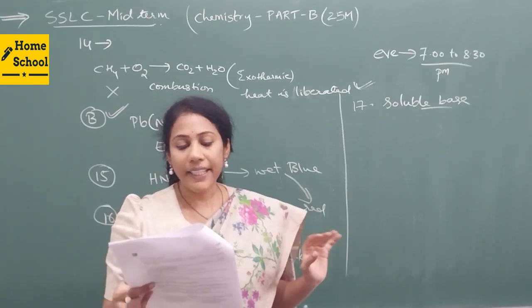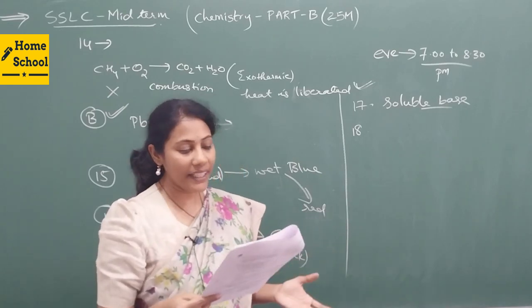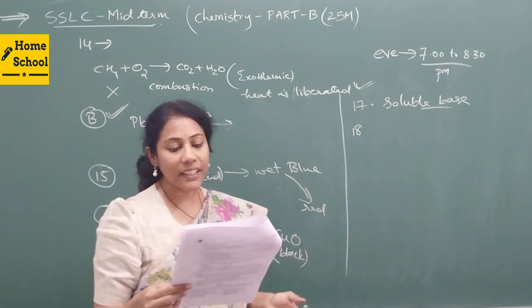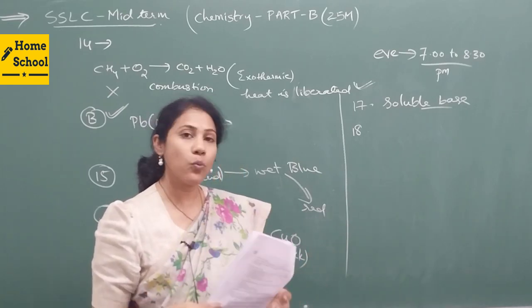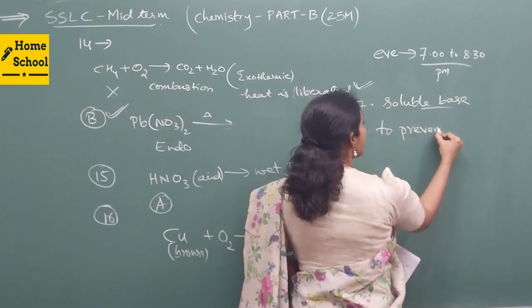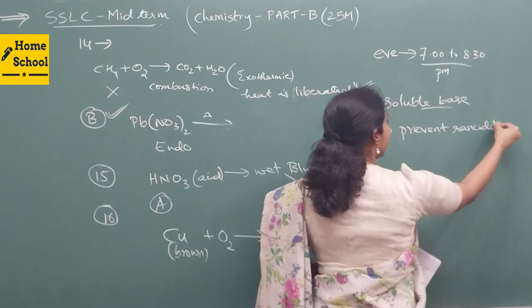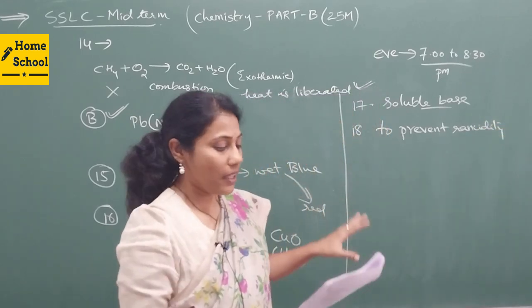Then the 18th question. Actually, 1 mark questions are easy only here, right? Keeping food in airtight containers is a better practice. Why? It is to prevent rancidity, or it is to prevent oxidation. Anything you can write, guys.